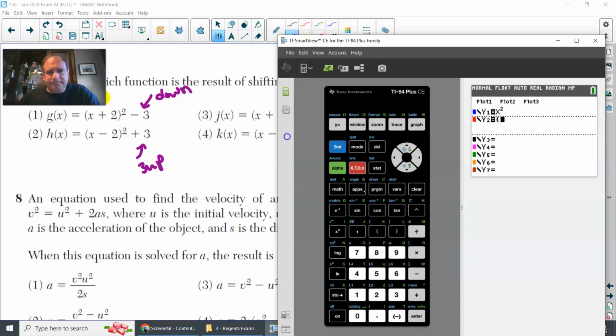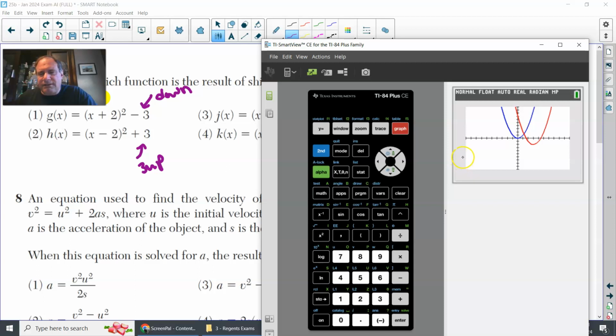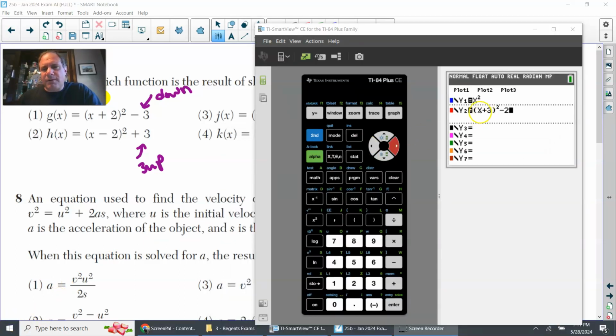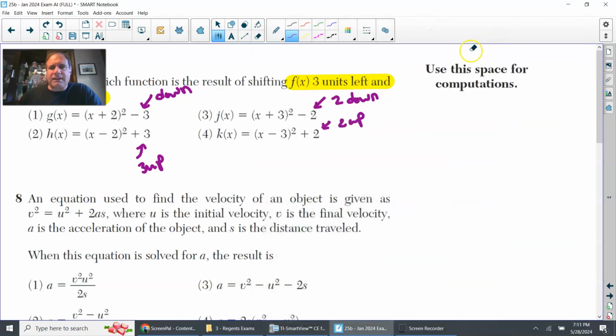Let me try that again. X minus 3, squared, minus 2. I need this to go 3 to the left and 2 down. Let's see if it does. No. Well, I put it in the wrong way. It's x plus 3, not x minus 3. X plus 3 is 3 to the left and then 2 down. Let's see if that is correct now. 3 to the left and 2 down. That is the answer right here. So 3 is your answer.